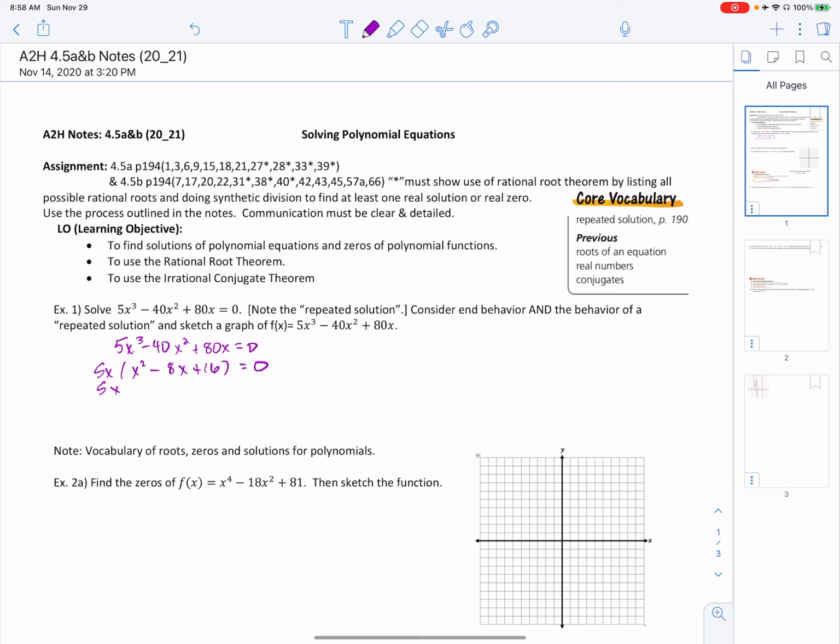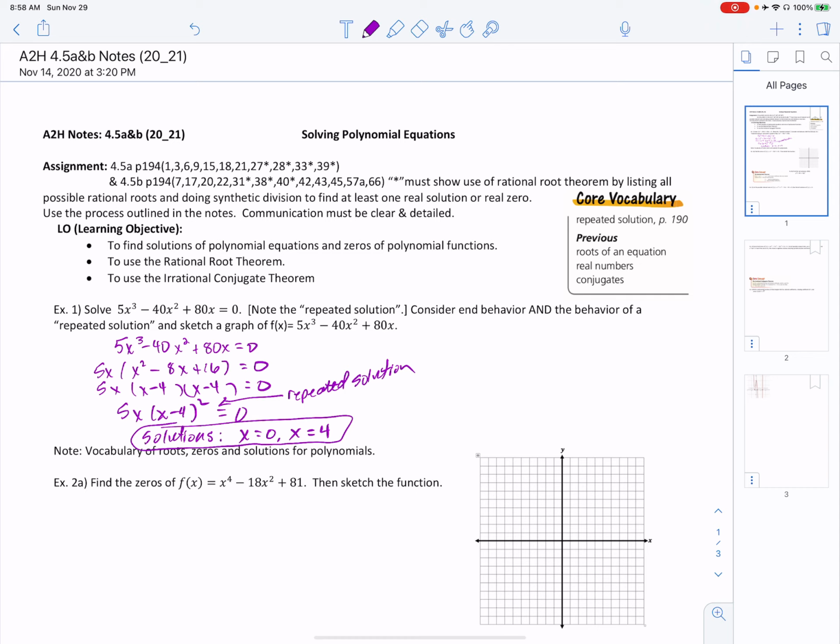Notice writing the equation that equals 0 on every line. And this happens to factor x minus 4. And so that is x minus 4 quantity squared. And so we think of 4 as a repeated solution. And your solutions to this are going to be x equals 0 and x equals 4. Those are my solutions. That's what's going to make that 0.